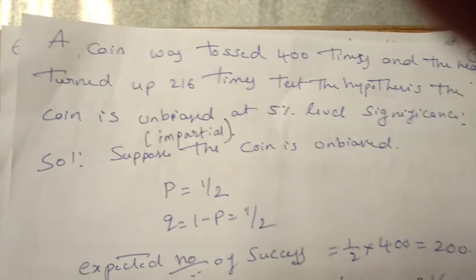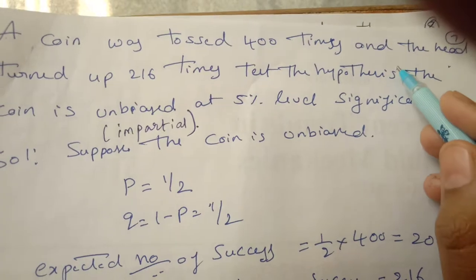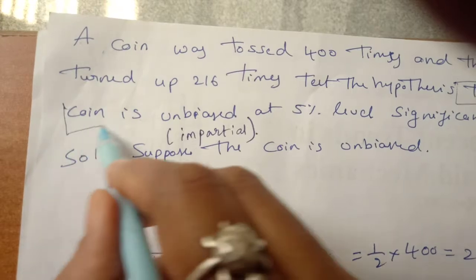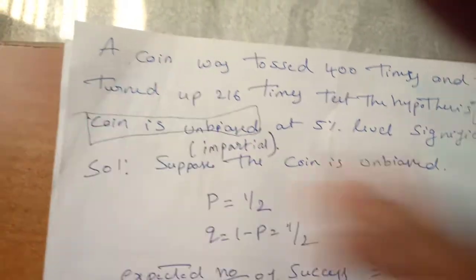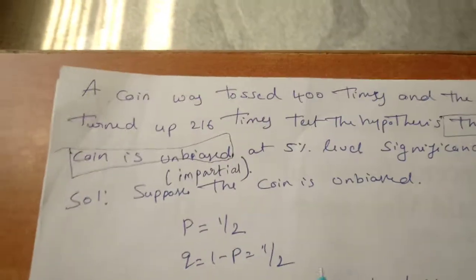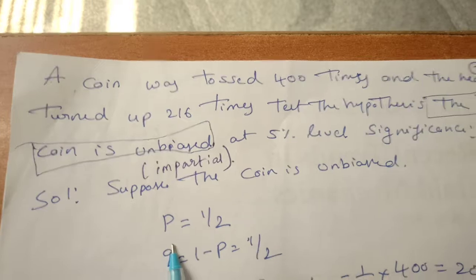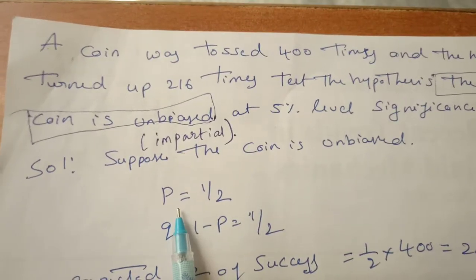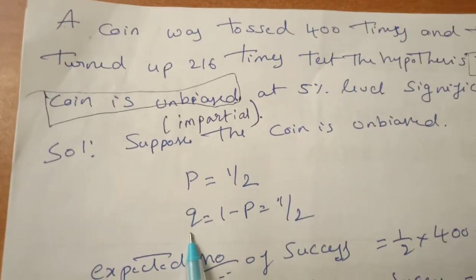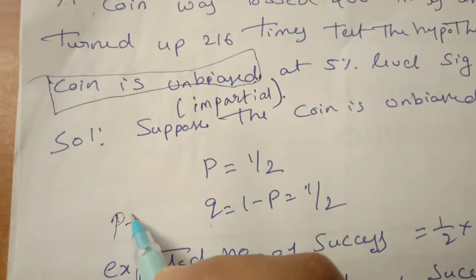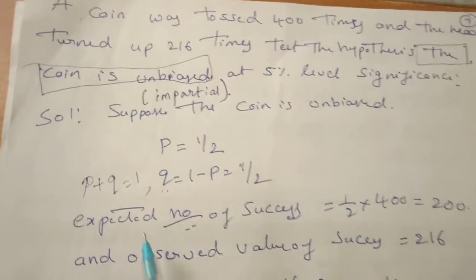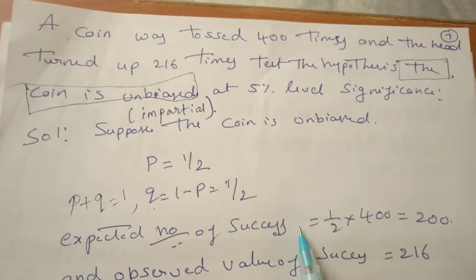So what is the hypothesis given here? The coin is impartial. This is the hypothesis. Either we have to accept this hypothesis or we have to reject it, depending on the Z value. Now first, the probability of success. If we toss a coin, the chance of getting head is 1/2, and the chance of getting tail is also 1/2. Always p plus q is 1, therefore q is equal to 1 minus 1/2.